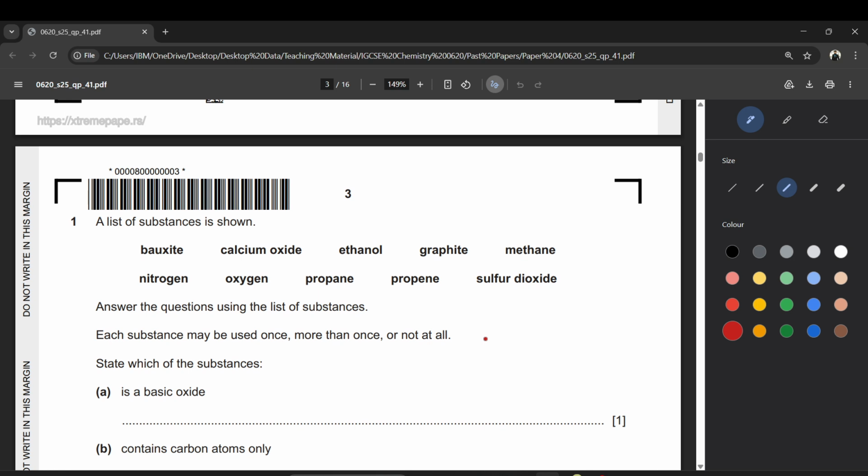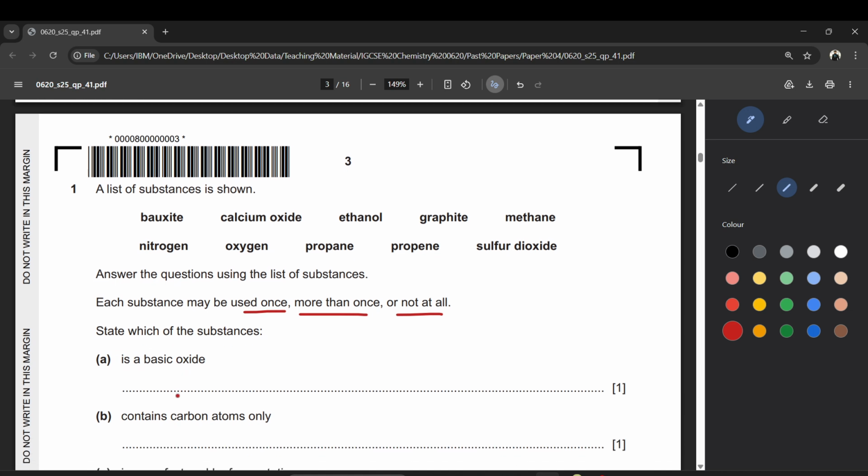So question number one is a list of substances is shown. Okay, so we have different options over here. Answer the questions using the list of substances. Each substance may be used once, more than once, or not at all. State which of these substances is a basic oxide.